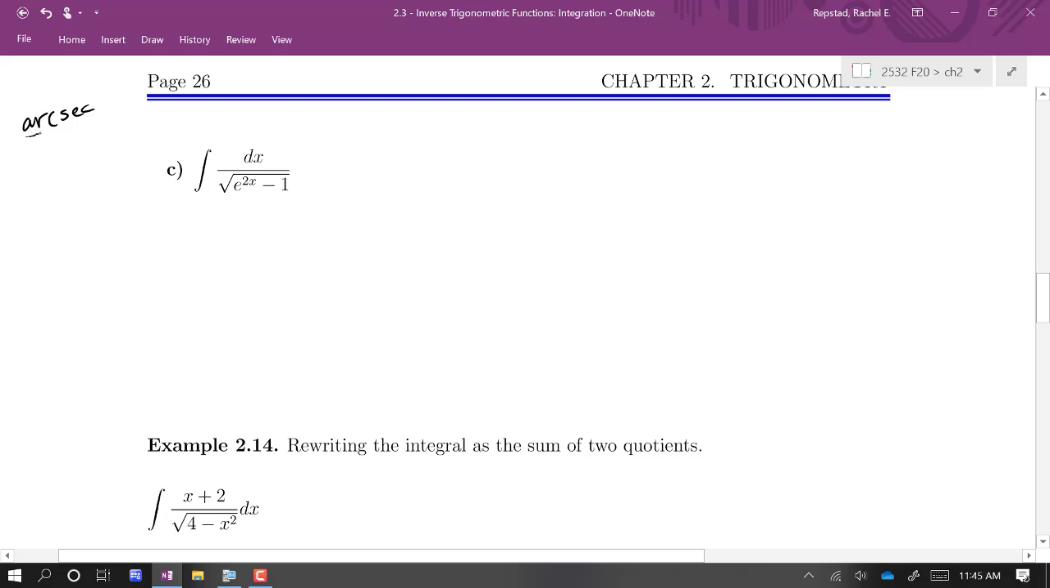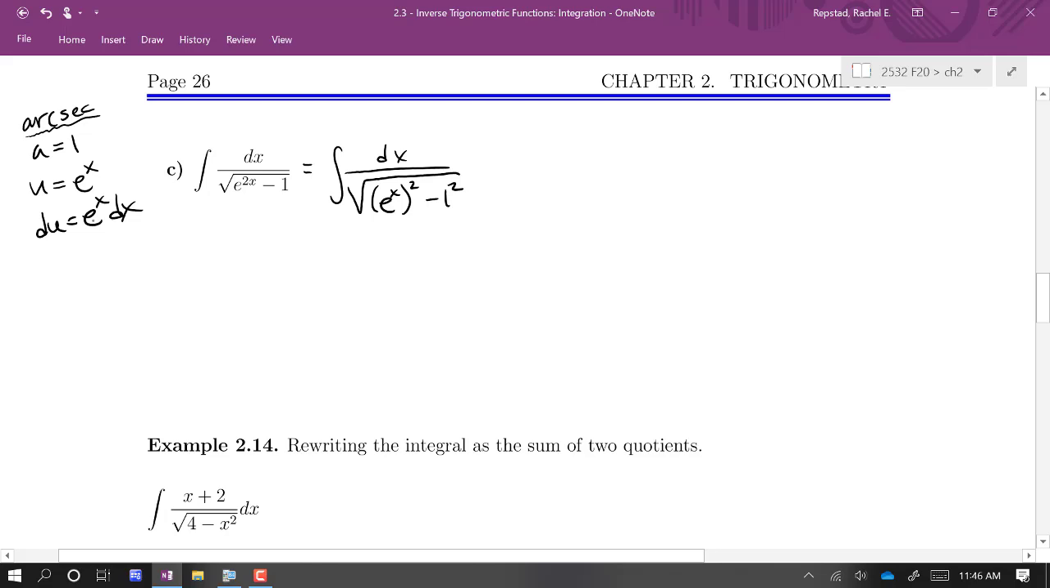If it fits the arcsecant form, then a has to be 1, and u has to be, let's see, u squared is e to the 2x. e to the 2x is e to the x squared. So in fact, u would have to be e to the x, and that means du is e to the x dx.